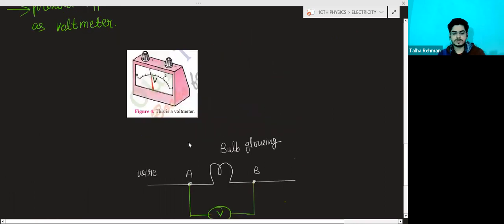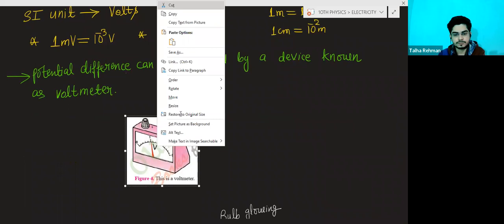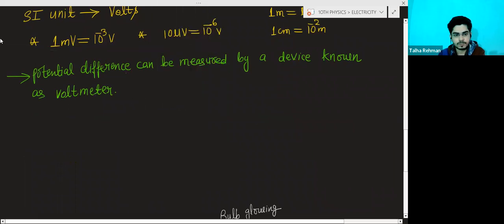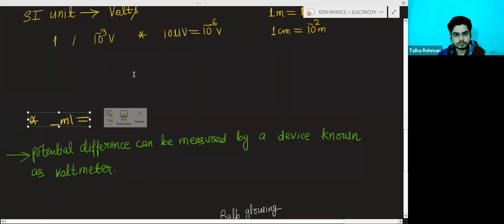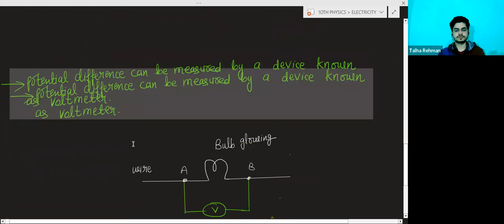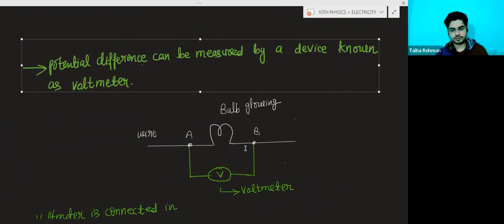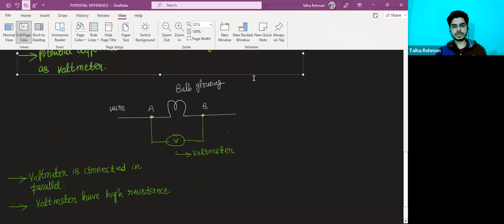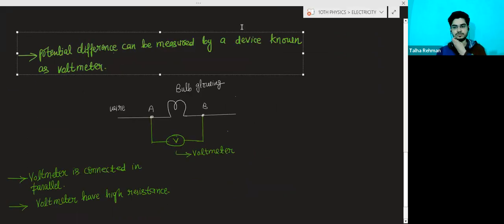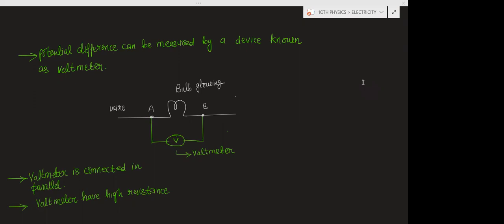So you can write down: potential difference is measured by a device known as the voltmeter. And here you can see how you will connect the voltmeter. They can ask you in the exam how you will connect the voltmeter, show by diagram. So this is the diagram to connect the voltmeter.